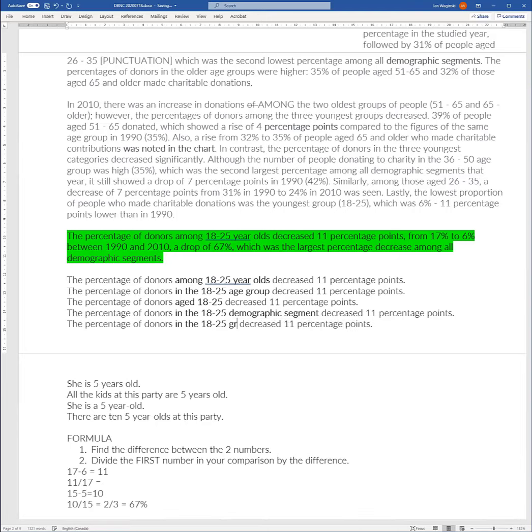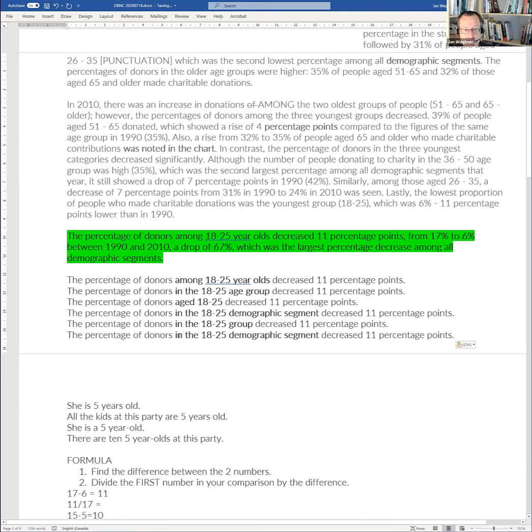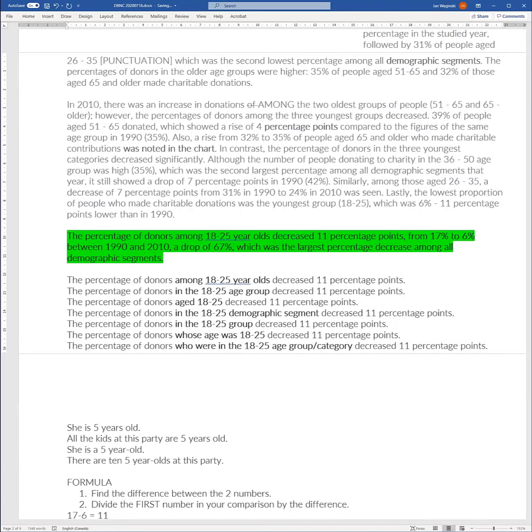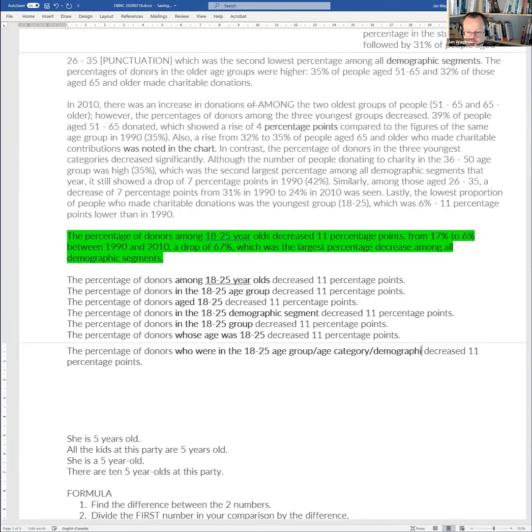The percentage of donors whose age was 18 to 25. Should we write decreased by 11%, or without by? Yes, you can. Both are fine. Or who were in the 18 to 25 age category. I'll put age because it's age group, age category, demographic segment.